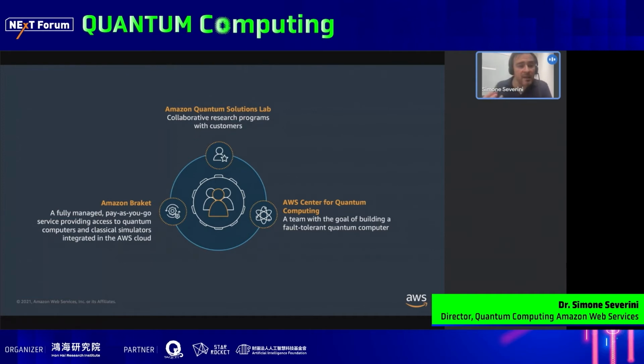The third initiative that we started is the AWS Center for Quantum Computing. This is a research organization, a team with the goal of building a fault-tolerant quantum computer. We started the AWS Center because we want to learn as much as possible about quantum hardware, and we want to contribute accelerating innovation at the hardware level. In parallel, while we try to understand the best ways to integrate quantum computers on the AWS cloud and offer quantum computers to our customers.